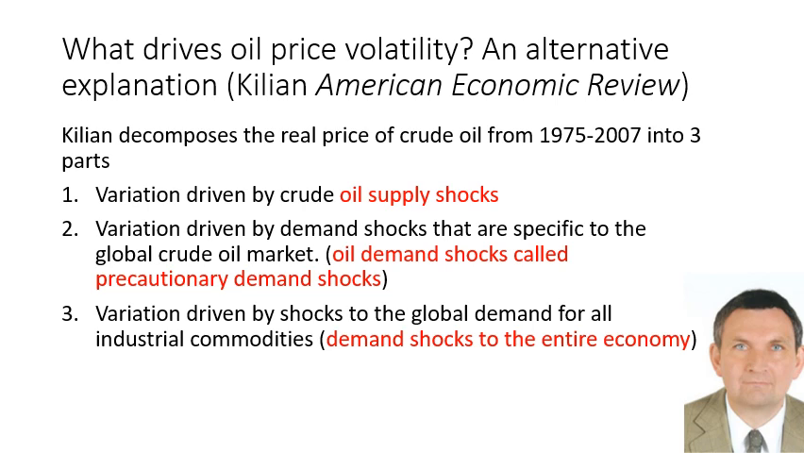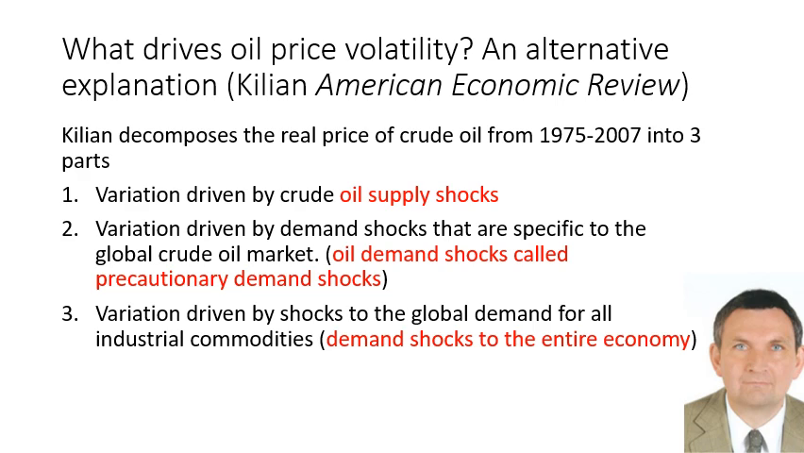He decomposes the real price of crude oil from 1975 into 2000 to 2007 into three parts. So just like Knittel and Pindyck decomposed the price of oil into the proportion that's caused by speculation, Killian's going to decompose it into three different parts. One, the variation in the price of oil driven by crude oil supply shocks. So changes in the oil price caused by crude oil supply shocks.